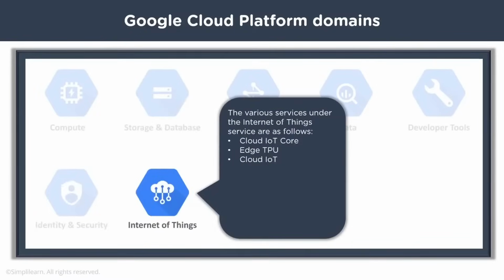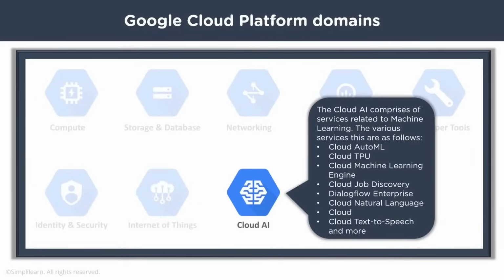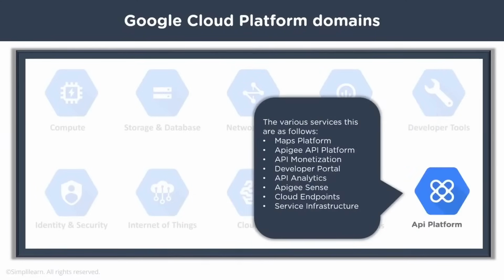You also have cloud services which are related to Internet of Things. These would be used by organizations who would be working on IoT devices or the data generated by these devices. Various services here are Cloud IoT Core, Edge TPU and Cloud IoT. Also, when we talk about Cloud AI, that is artificial intelligence, this comprises services related to machine learning and much more. So you have Cloud AutoML, Cloud TPU, Cloud Machine Learning Engine, Job Discovery, Dialogflow Enterprise, Cloud Natural Language, Text to Speech, and much more.